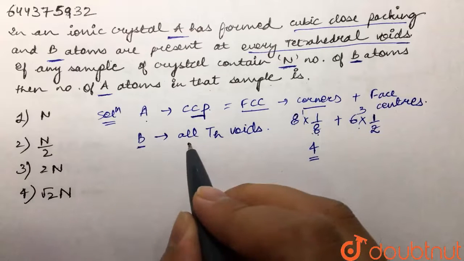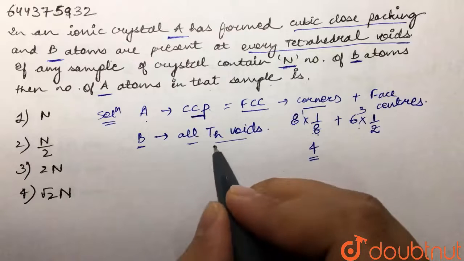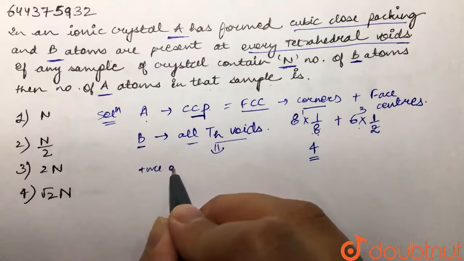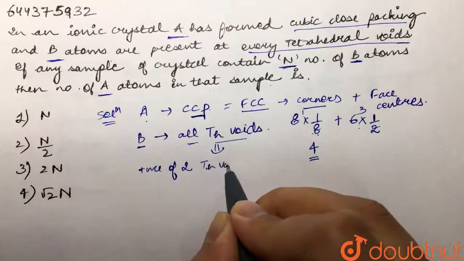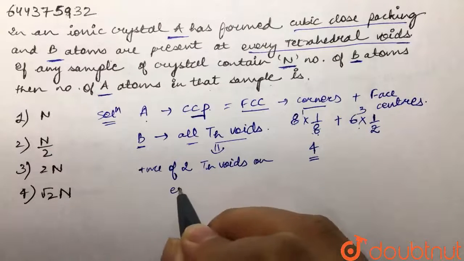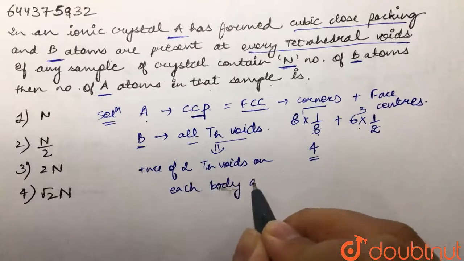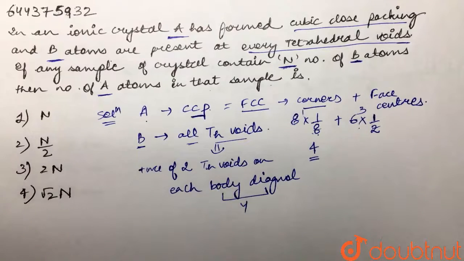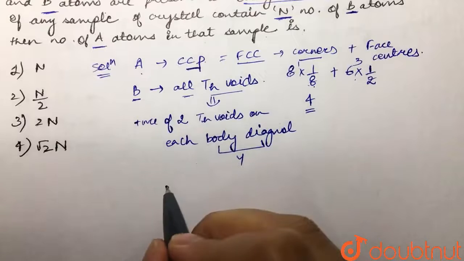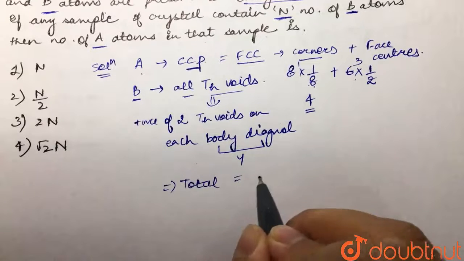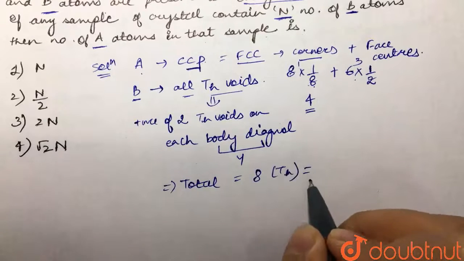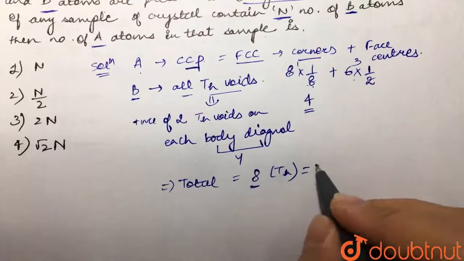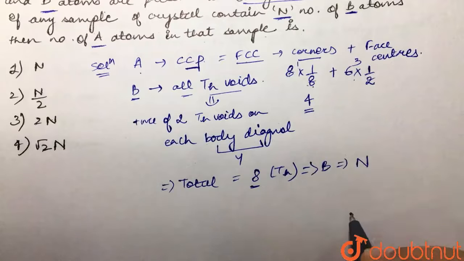And in the B case they are saying that it is occupying all the tetrahedral voids. Now tetrahedral voids are present where? On the body diagonal, and there are 2 tetrahedral voids on each body diagonal. And we know there are 4 body diagonals, and each has 2 tetrahedral voids. That means there is a total of 8 tetrahedral voids. And this number 8 is basically represented by n over here. They are saying that this is B and this is represented by n.